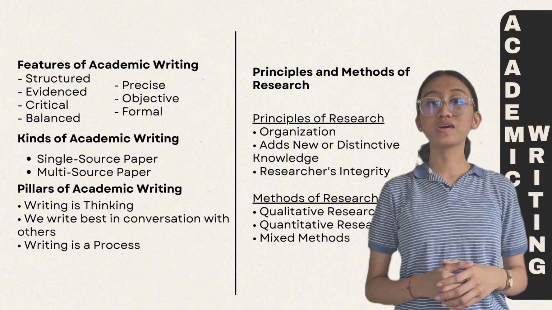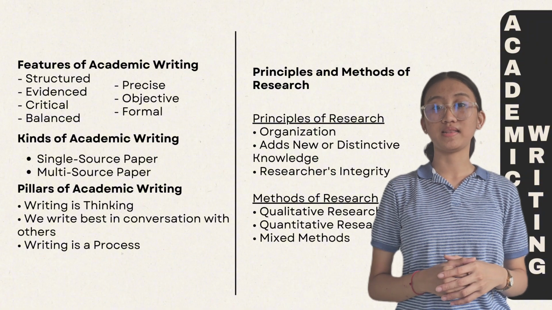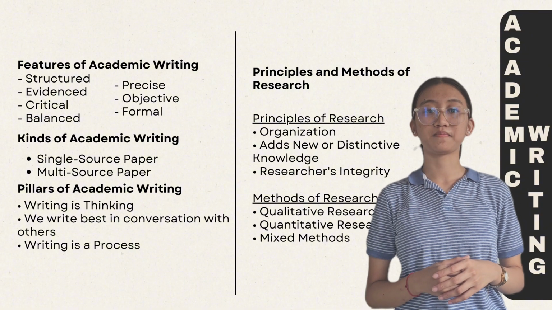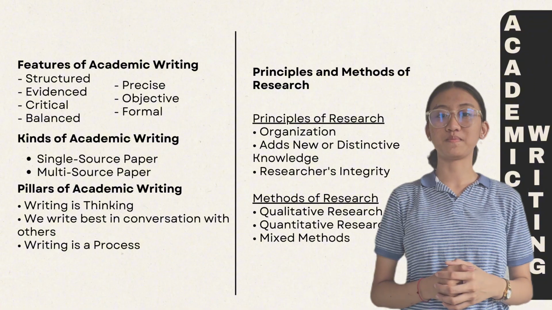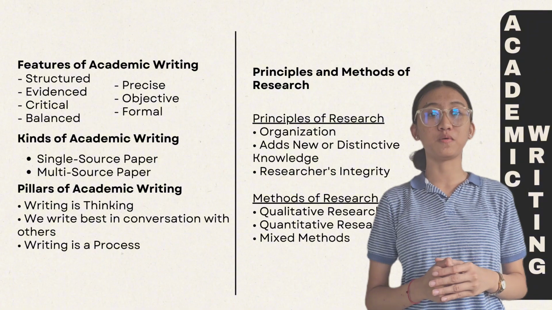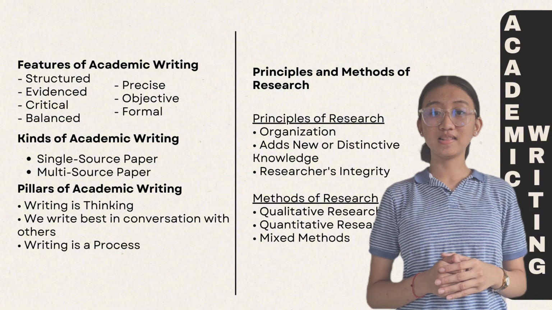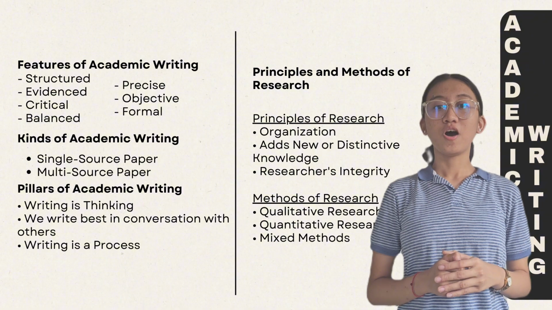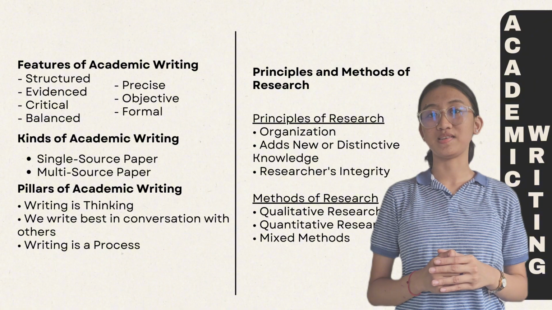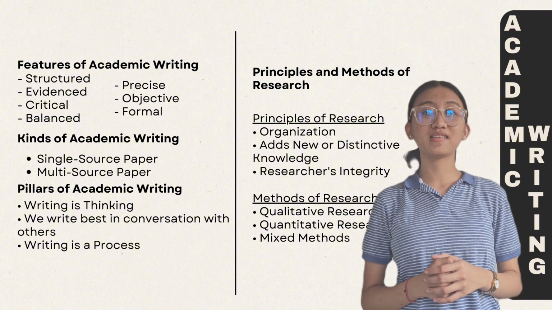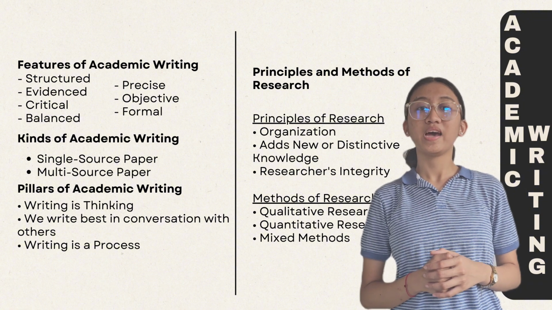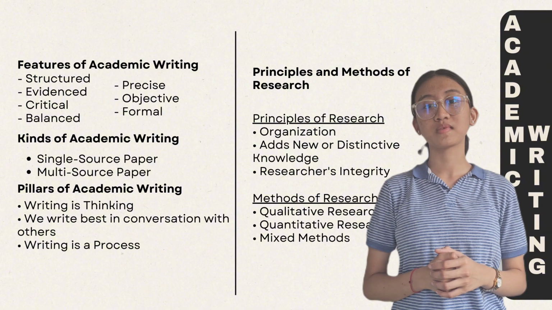Next, let's look at the main characteristics of academic writing. These features make it different from other types of writing. First, it is structured. Academic writing follows a clear organization and the logical flow of ideas. Second, it is evidenced. All opinions or claims must be supported with proper evidence and references. Third, it is critical. This means analyzing information carefully and practicing critical thinking.